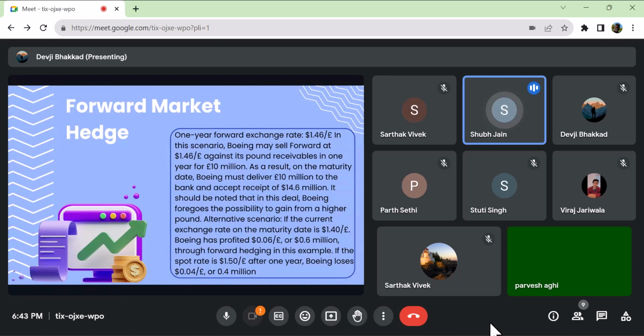Talking about the second scenario, favorable movement for Boeing. The first was the adverse movement, the second is favorable movement. The forward rate is at $1.46 per euro, that is the same. If the spot rate is higher at $1.50 per euro after 1 year, Boeing incurs a loss because it is obligated to exchange pounds at the predetermined forward rate of $1.46 per euro. In this example, Boeing loses $0.04 per euro, or 0.4 million.